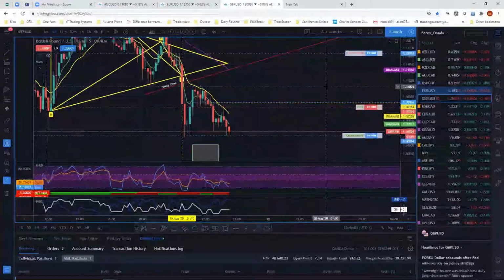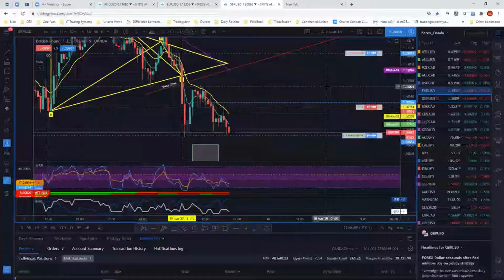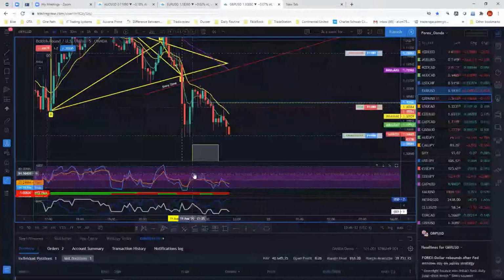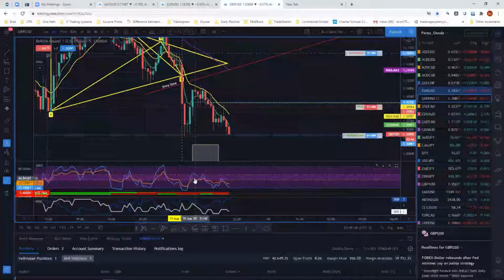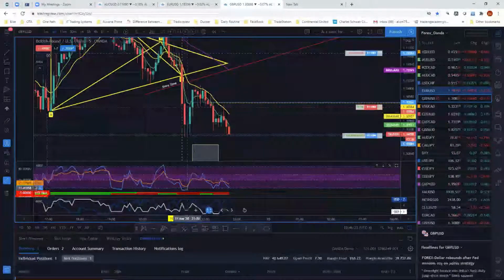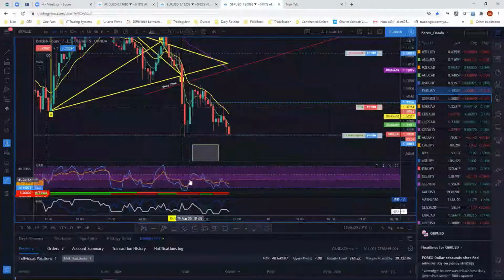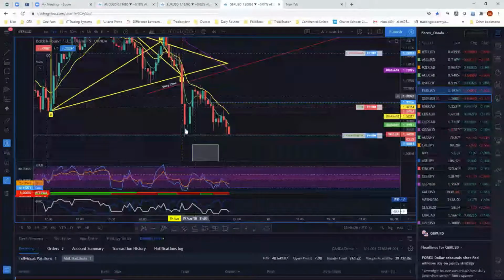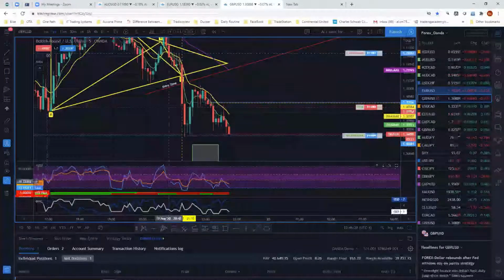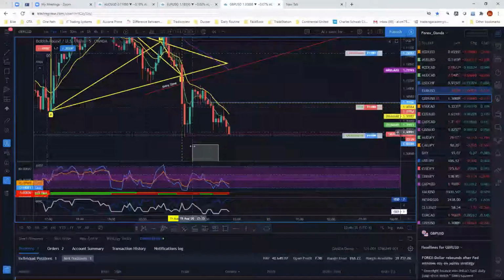Is it 14 you use or 8? For the RSI? The blue one? The blue one is a 3 period. The orange is an 8. And you see, once the blue crosses over the orange, there's your up move. Once the blue crosses under the orange, there's your down move.